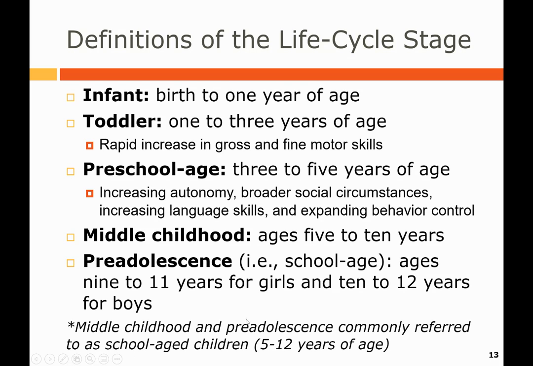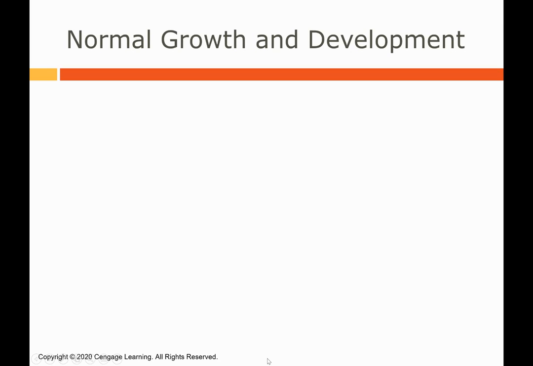But middle childhood and pre-adolescence are commonly referred to as school-age children, which refer to 5 to 12 years of age. So remember, at 5 years old, approximately, most children have entered kindergarten. It's less common to see a 4-year-old in kindergarten, but there are certainly 6-year-olds in kindergarten too. So 5 and 6-year-olds for kindergarten, but it varies. So we say about 5 to 12 years of age for middle childhood.